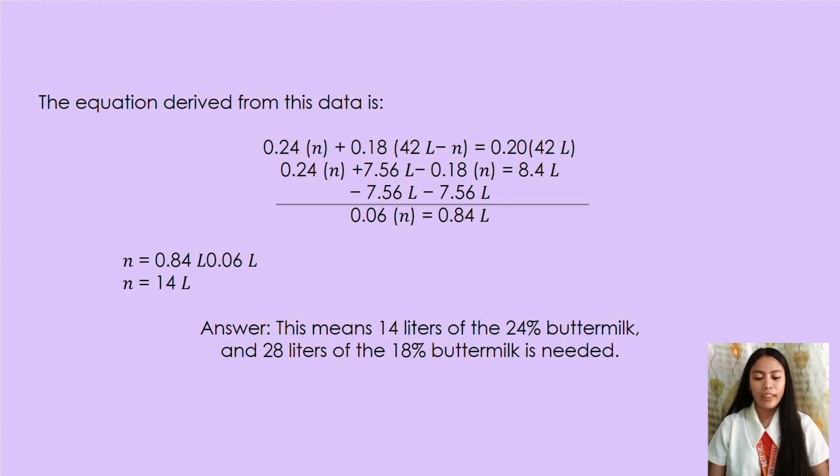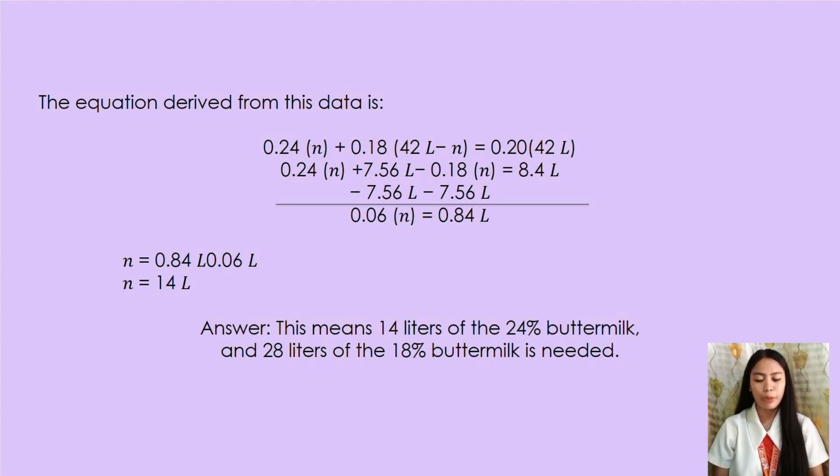Now, let's find the value of N. To find its value, we need to divide 0.84 liters by 0.06. And finally, N has a value of 14 liters. Therefore, 14 liters of the 24% butterfat milk and 28 liters of the 18% butterfat milk are needed.